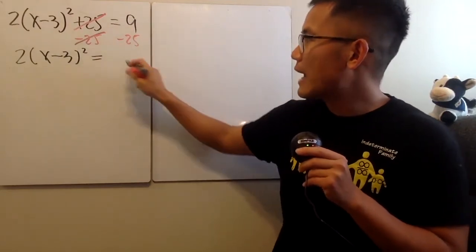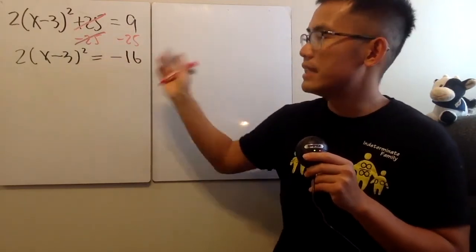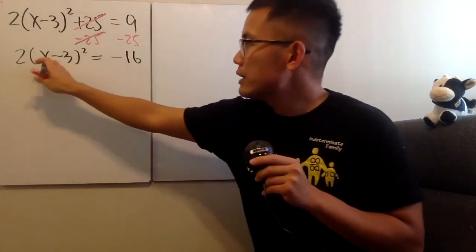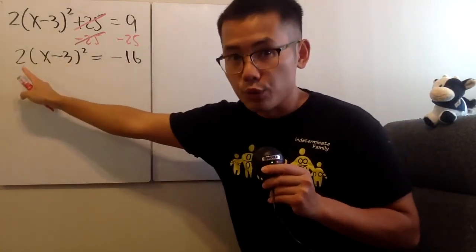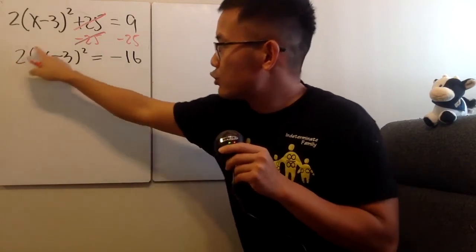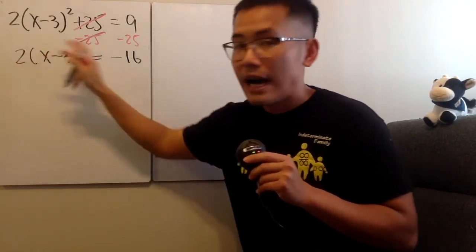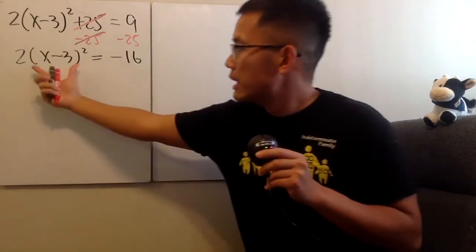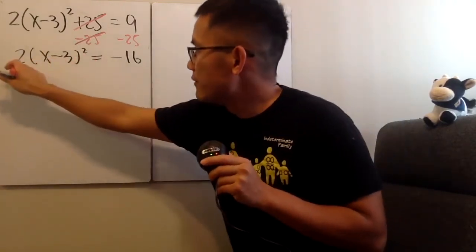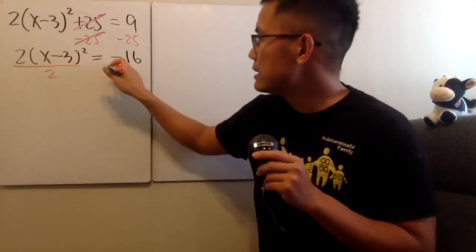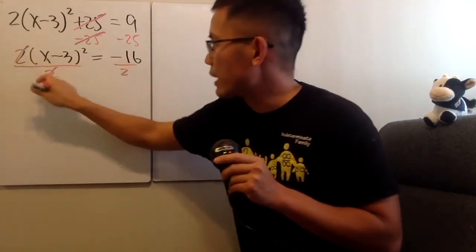9 minus 25, we will end up with negative 16. And then notice, here we have 2 times this parentheses. We have to get rid of the 2 first. Do not just distribute the 2 though. Be sure you divide both sides by 2 because this has a second power, right? So, again, divide the 2 on both sides. And you see this and that will cancel.